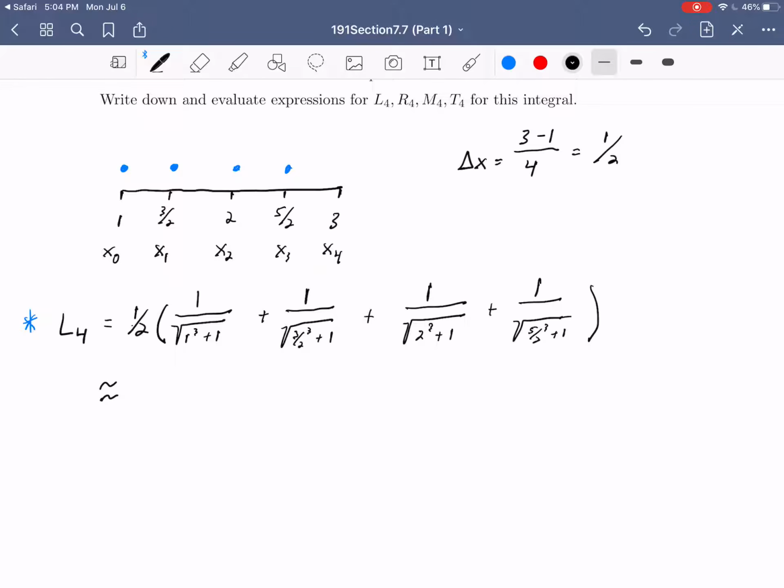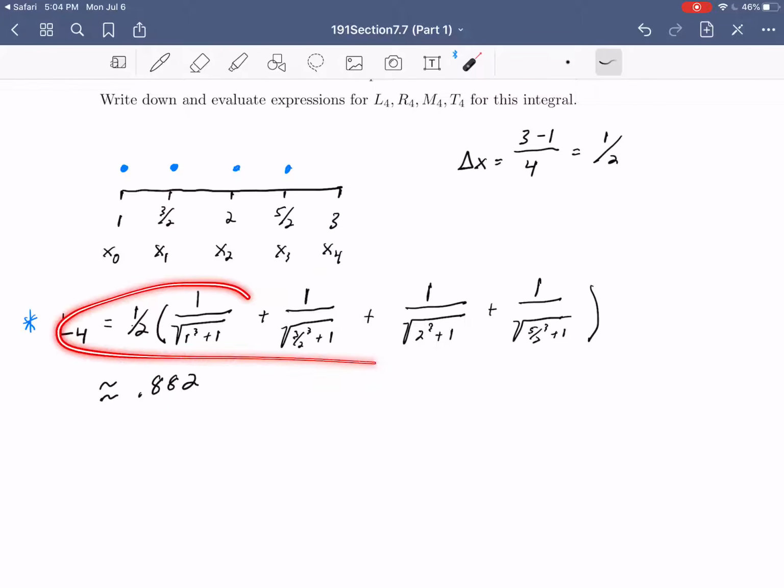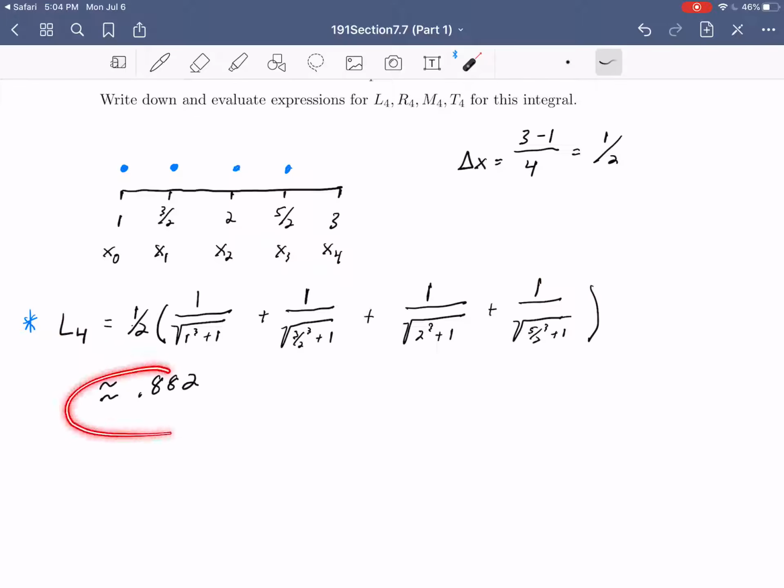So it looks like when you do that approximation, I'll just keep 3 decimal points, it should come out as about 0.882. So there's our left end approximation. To be honest, most of the time you guys are just going to be interested in setting up this, but just in case we wanted to look at an approximation, there we go.